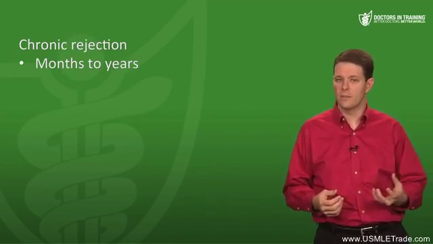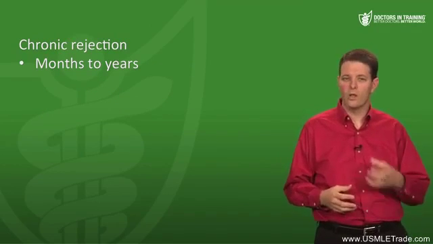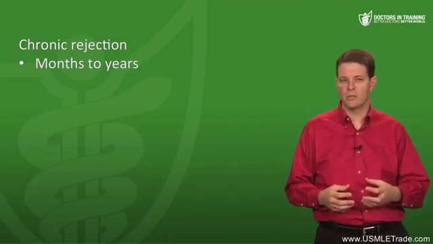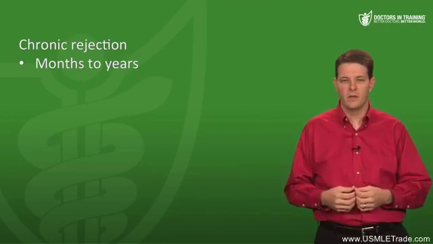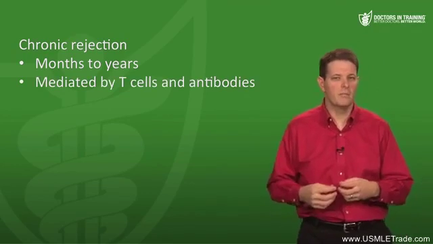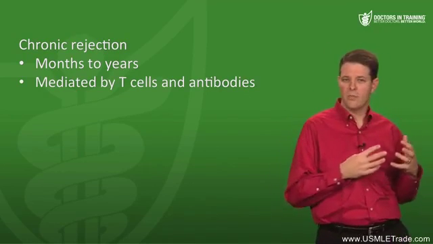And chronic rejection occurs over several months to years. Now, most transplanted organs will fail eventually due to chronic rejection, but hopefully you can get 15 to 20 years of good function before that happens. Now, chronic rejection seems to be mediated by both T cells and also somewhat by antibodies.